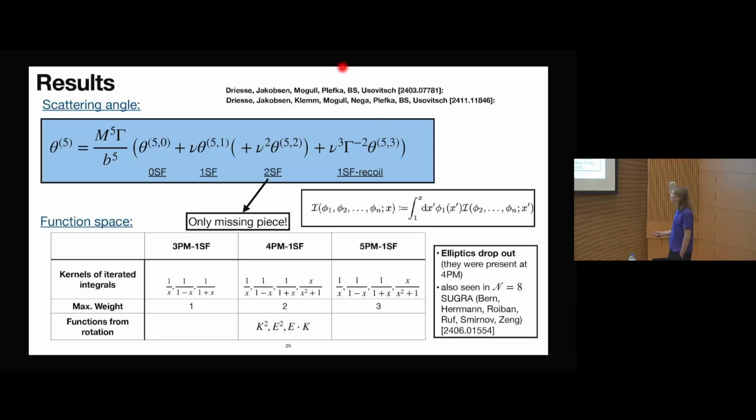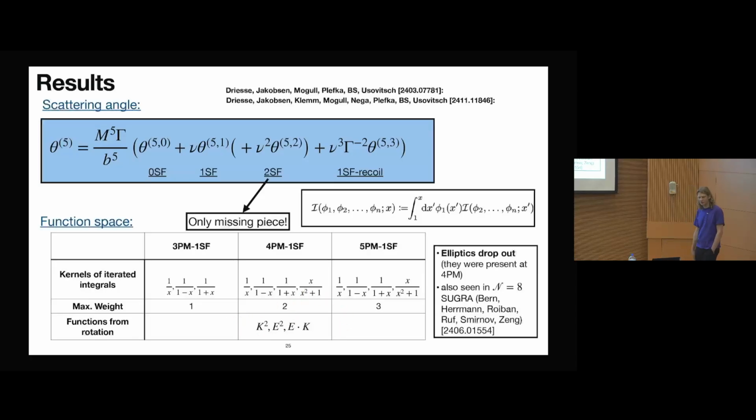And now the interesting question is which functions appear here. So let's look at 4PM again. At 4PM we had the solution given as iterated integrals. In this case it was multiple polylogarithms up to weight 2. So we had two times iterated integrals. And additionally, we had these squares of elliptic functions.